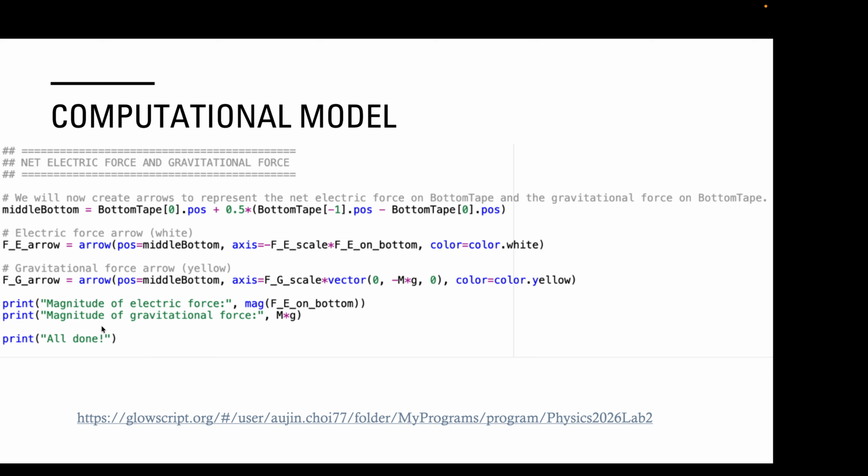Here we just have what we're going to be representing in our final observation. We have the arrow for the electric force and gravitational force, and here we're printing out the magnitude of the electric force on the bottom and the gravitational force, and here we also have our codes.